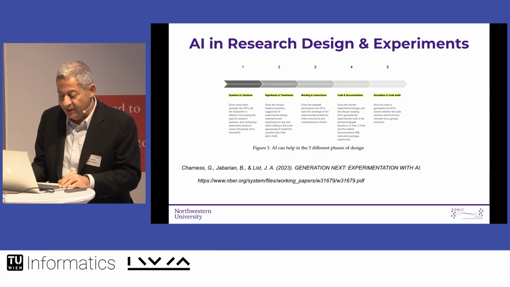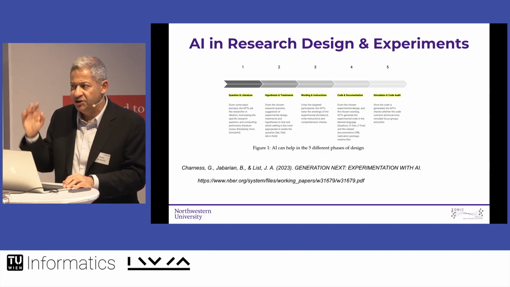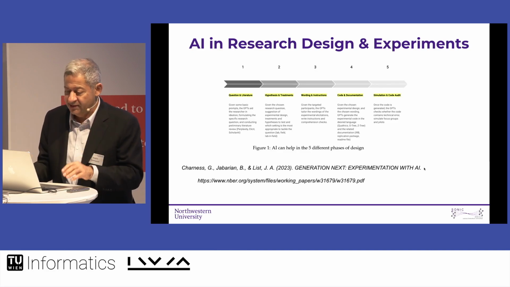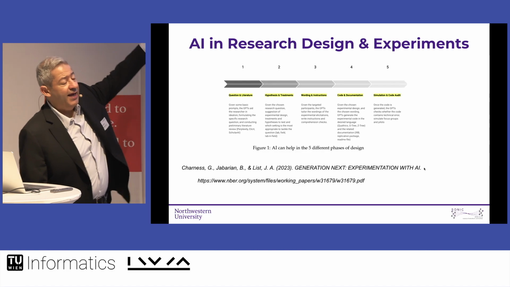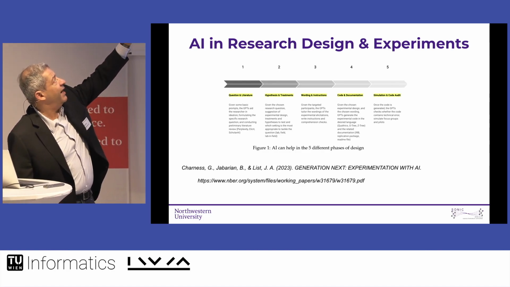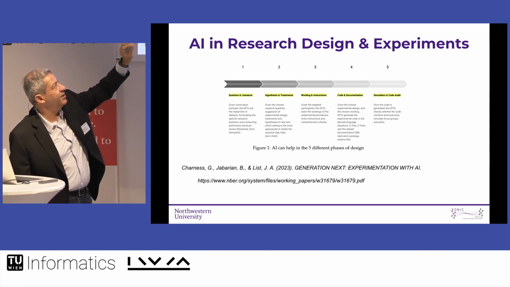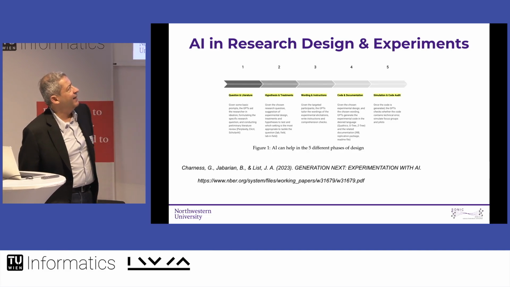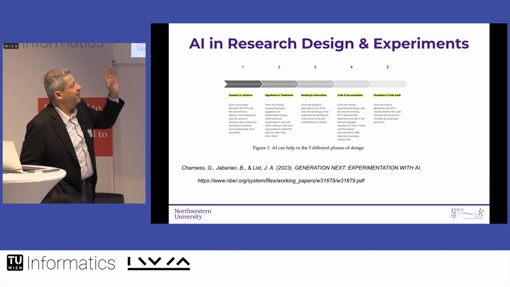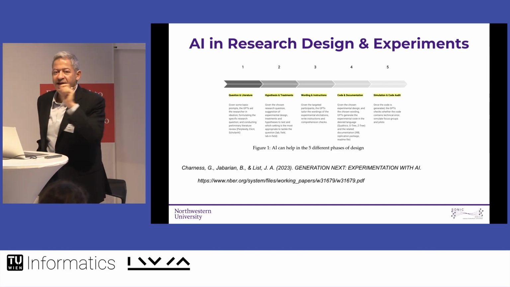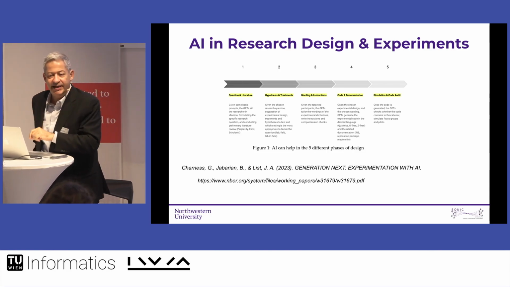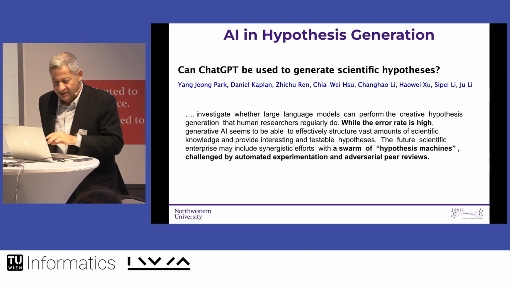There's an article that was written, this is in the National Bureau of Economic Research, which is one of the most prestigious publishing outlets. It has a stage model where you can look to AI for questions in literature, for hypothesis, for wording and instructions, for code and documentation, and for simulation and code audit. And it's a very long article, but it talks in detail about ways in which Gen AI can contribute at each stage to the scientific process.